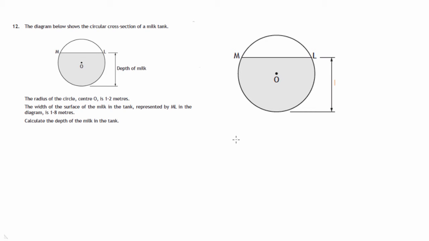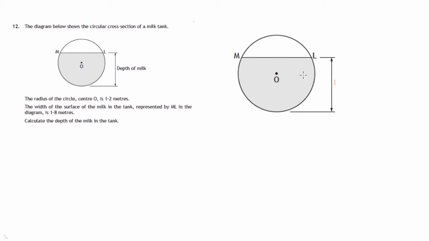This is question 12 from paper 2 of the 2015 National 5 SQA Maths exam. We're given a cross-section of a milk tank. The shaded area shows the milk, and we're asked to find the depth of the milk in this milk tank. We're told various facts. The radius of the circular milk tank is 1.2 metres, and the width, M to L, of the surface of the milk in the tank is 1.8 metres.